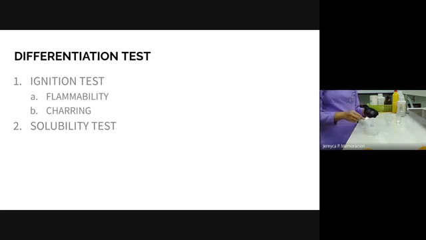We're going to light it. So please observe the luminosity of the flame and the color of the flame.